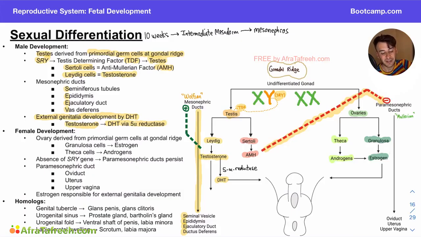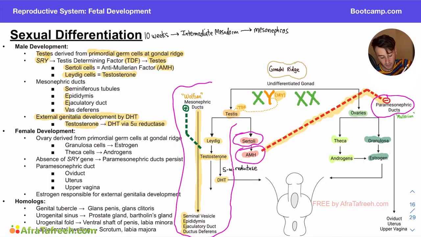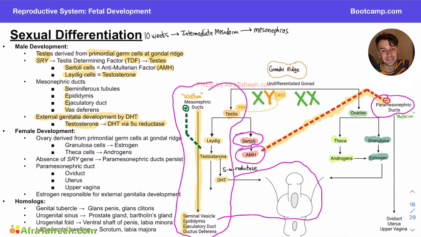Alternatively, let's look at a different thought experiment. Imagine we did not have Sertoli cells. If we didn't have Sertoli cells, A, we wouldn't be able to make sperm later on in puberty, and B, we wouldn't be able to produce anti-Müllerian hormone. And so we would have maintenance of our paramesonephric ducts. They would fail to regress. So likely the rest of male development would go on as normal. So all of this stuff would continue to happen. However, we would also have the paramesonephric ducts existing at the same time. So we might have imaging or physical exam findings that showed additional female structures along with the typical male structures.